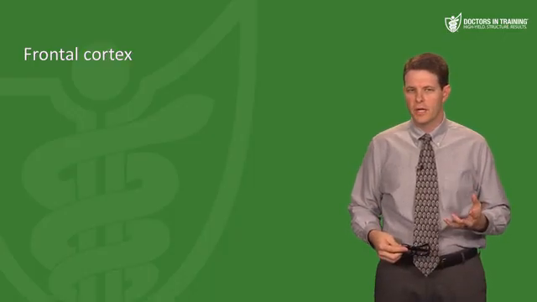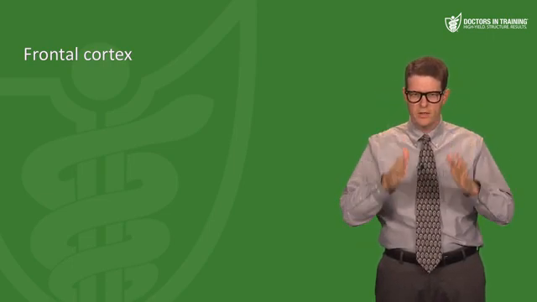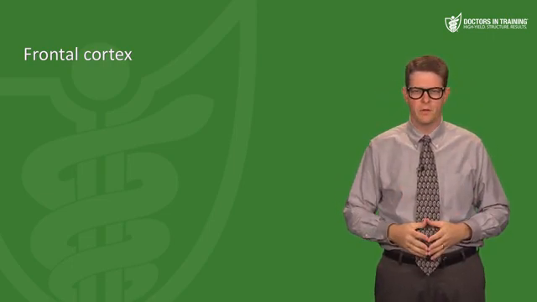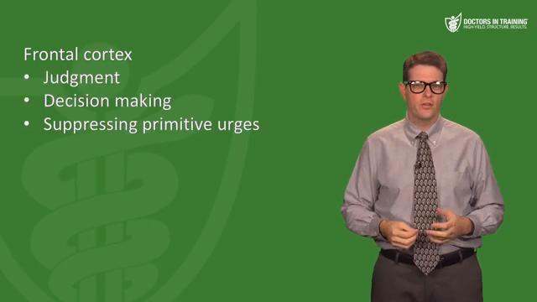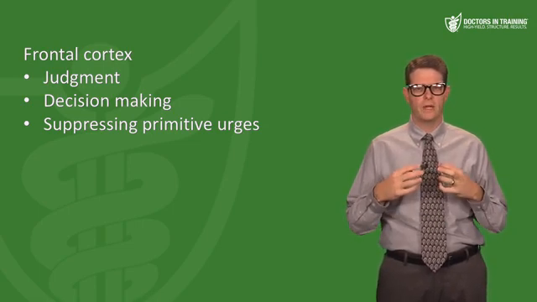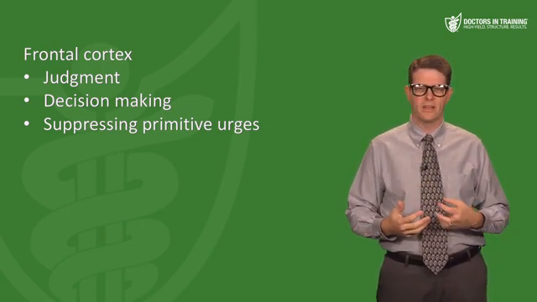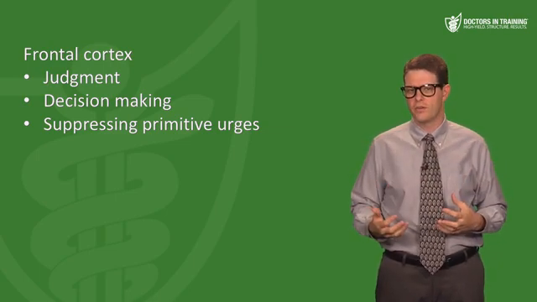Back up at the front of the brain, you have the frontal cortex, which I like to think of as the responsible, no-nonsense, business-like part of the brain. The frontal cortex is involved with judgment and decision-making, and also suppressing primitive urges. The frontal lobe is responsible for overriding the more primal animal urges like feeding and fighting and procreation that come from the more primitive parts of your brain.